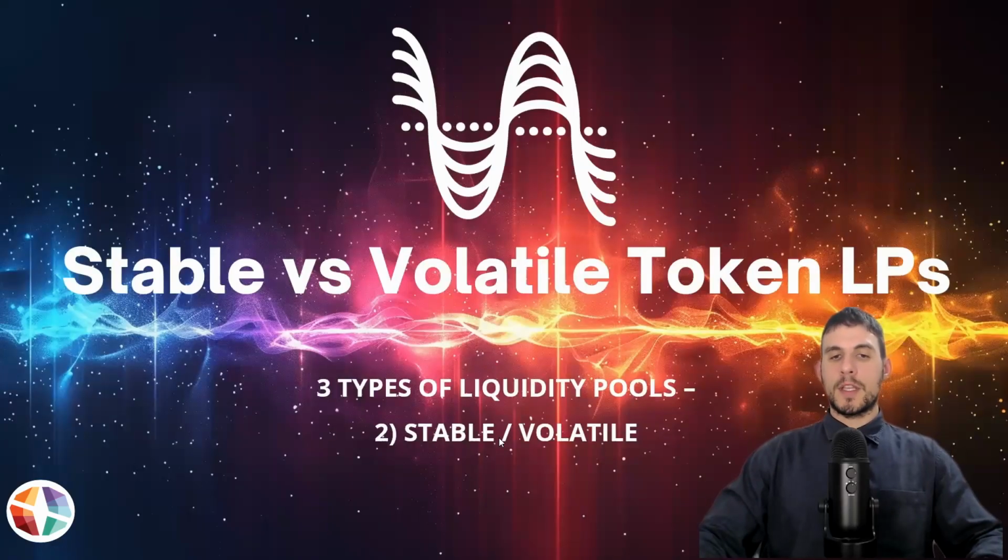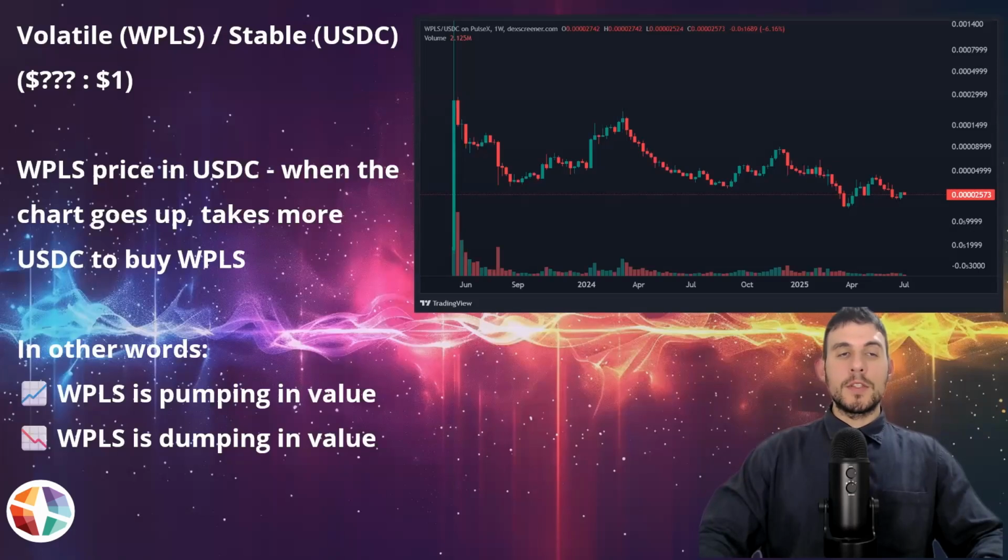When you set up this type of liquidity pool, you just might have yourself an automatic trader. So this is the second of the three types of liquidity pools. This is DeFi and 5, a stable asset against a volatile asset. In this particular instance, I've used the volatile asset as Pulsechain and the stable asset as USDC. So you can see that Pulsechain price is in USDC.